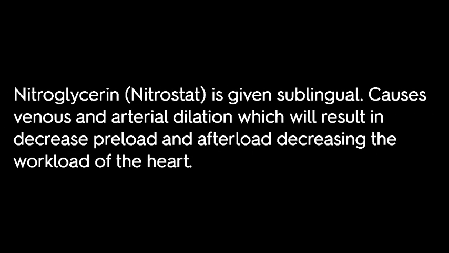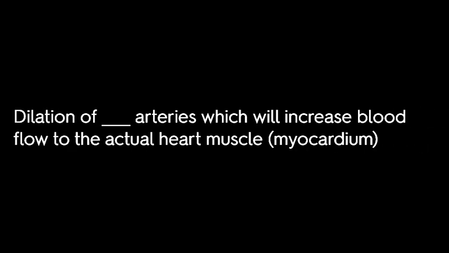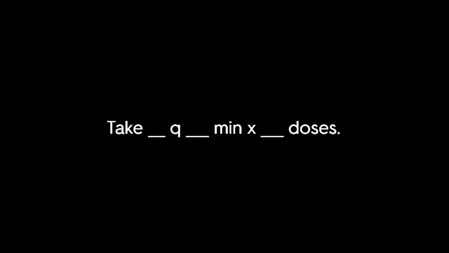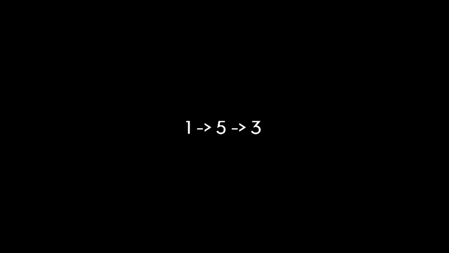Chronic stable angina TX. Why use nitroglycerin? Nitroglycerin is given sublingual. It causes venous and arterial dilation, which will result in decreased preload and afterload, decreasing the workload of the heart. Dilation of blank arteries will increase blood flow to the actual heart muscle. Coronary. Take blank Q blank min X blank doses. 1, greater than 5, greater than 3.